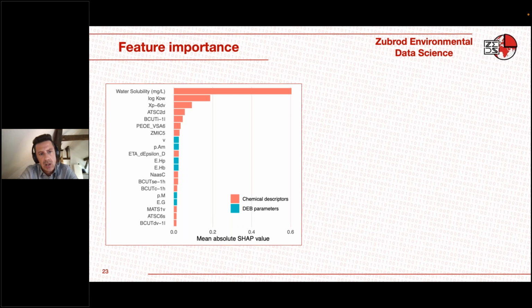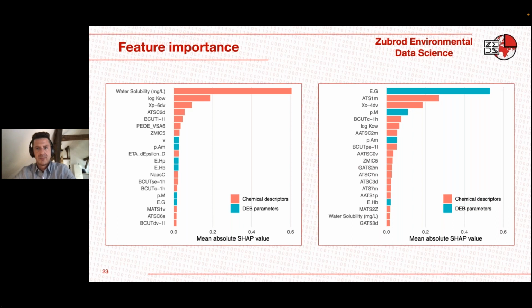And these are the results for our fish model, the 20 most important features in this model. Non-surprisingly, for fish, we can see that water solubility and log KOW came out as most important. But we can also see that besides different chemical descriptors, also all 6 depth parameters that were involved in this model are among the top 20 most important.